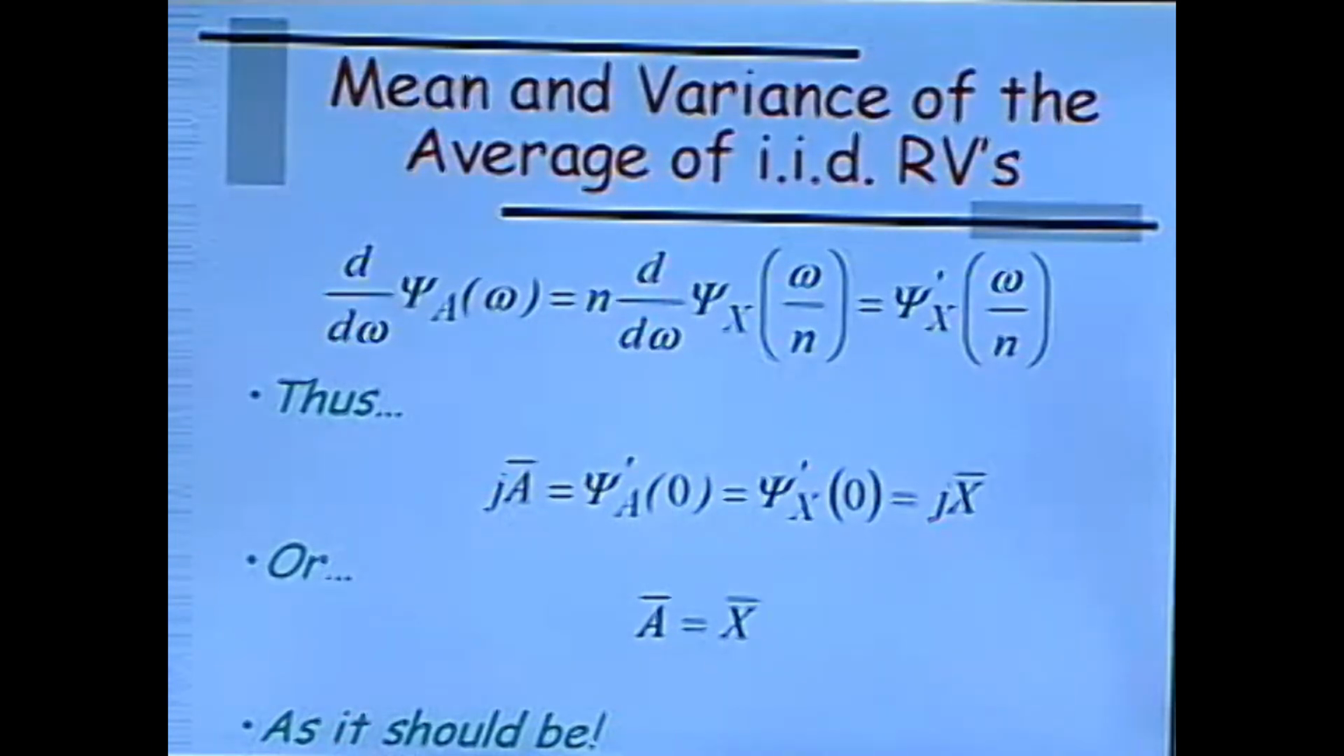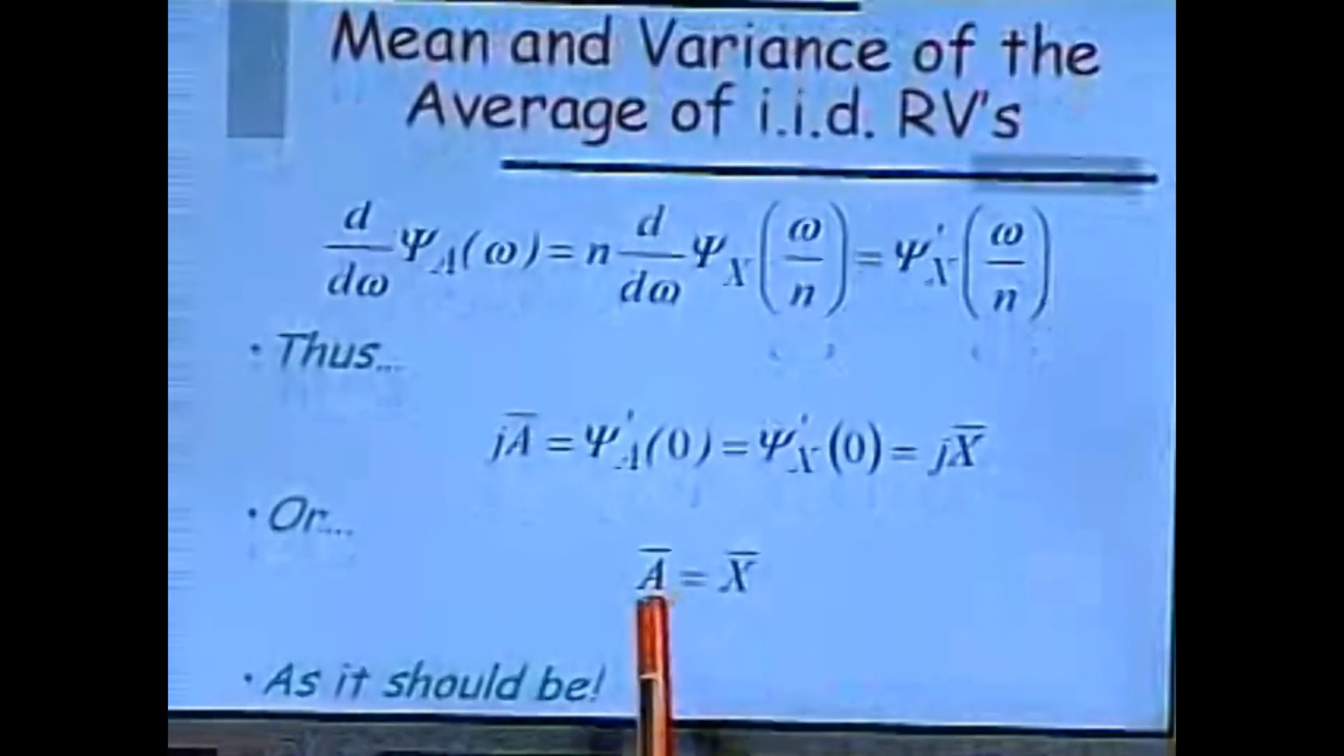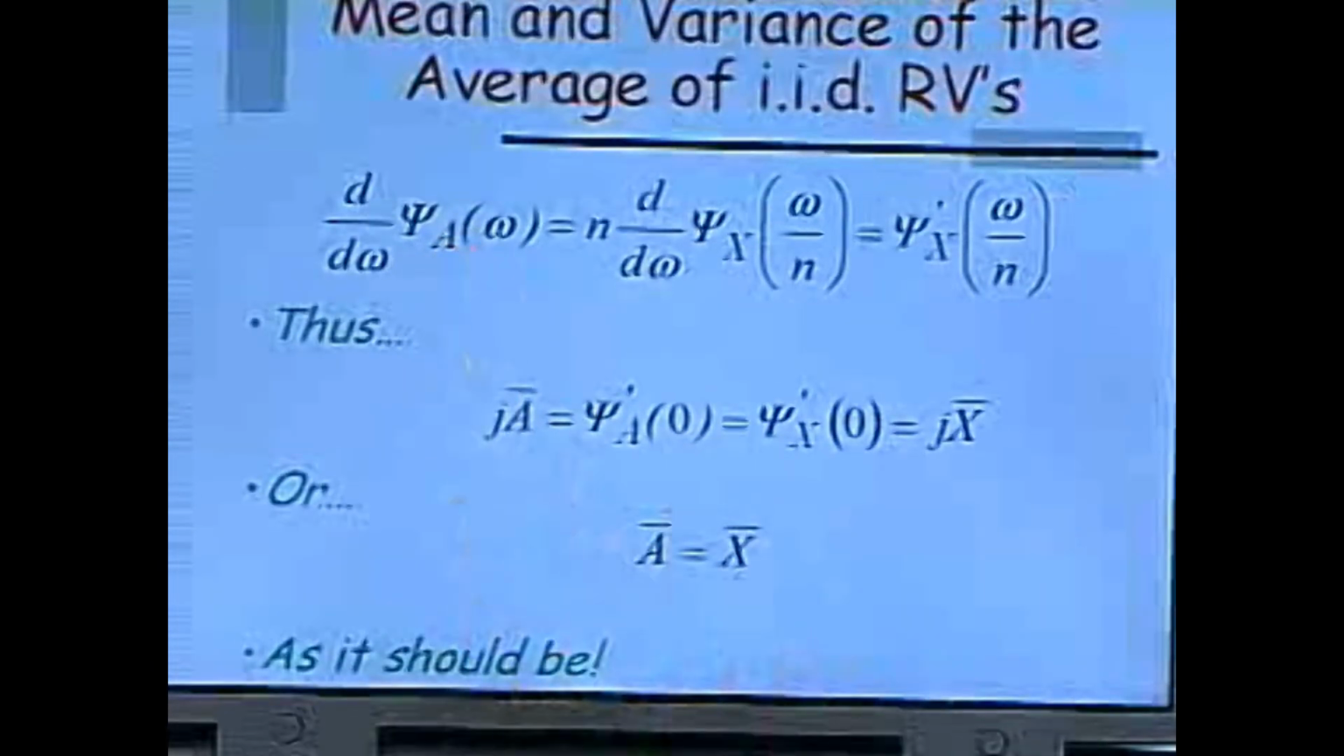If your average didn't give you the expected value of the mean, you would never be using averages. You would be using something else. So that's true for IID random variables. So at the bottom you could just see, as it should be. Now we would like to look at this variance of A by taking the second derivative here.